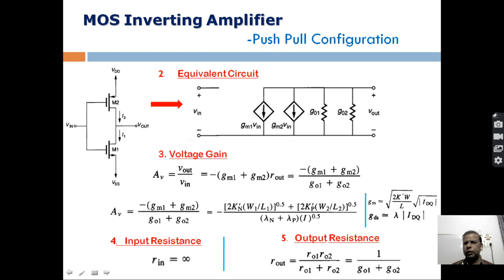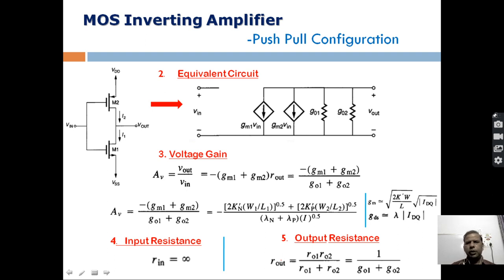And further we can solve it by putting the values of G01 and G02 from this equation, because G01 is GDS1 and G02 is GDS2. So what we will get is lambda 1 plus lambda 2, or you can say lambda n plus lambda p in brackets, and this IDQ will be common because it is the same in both M1 and M2, because these devices are connected in series, so ID is common. So that way we can further simplify it to get a more accurate value of output resistance.